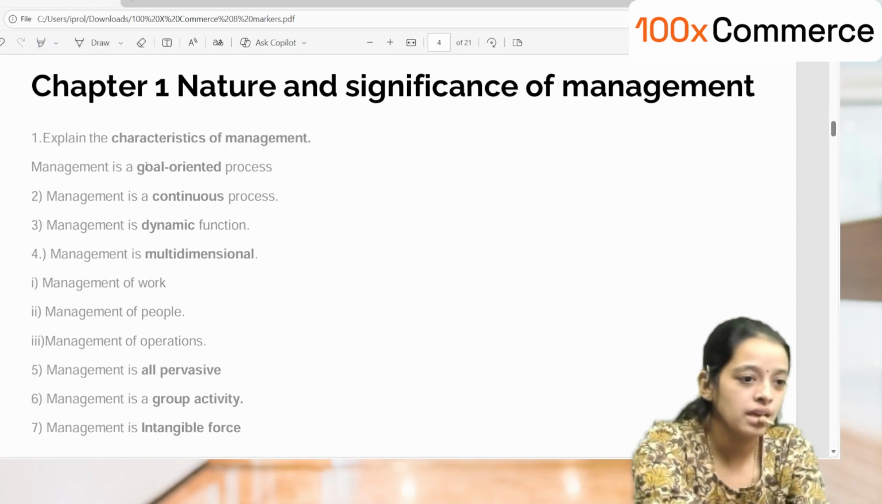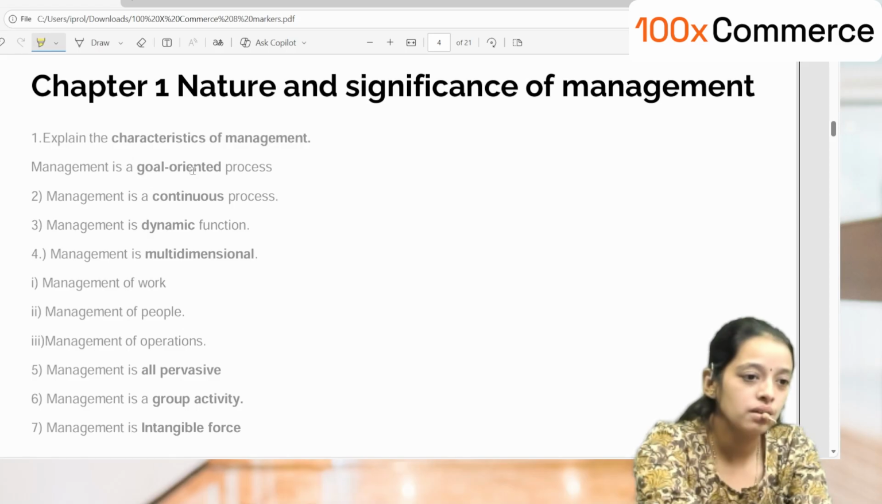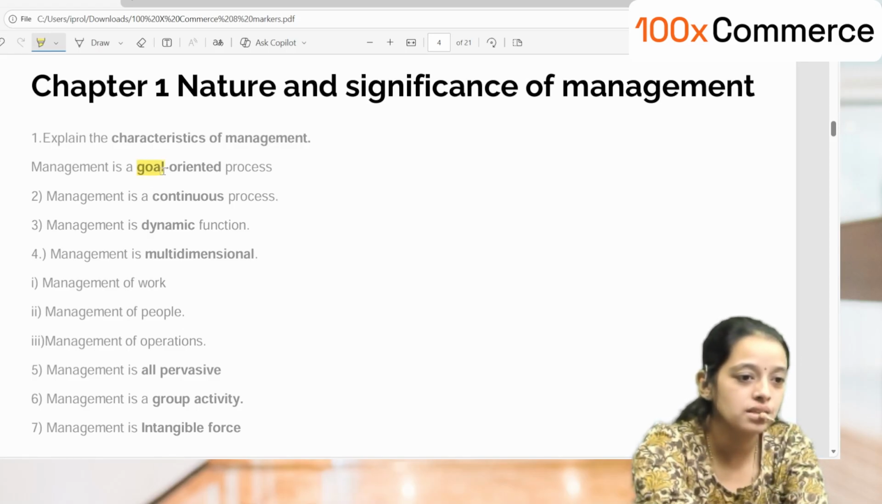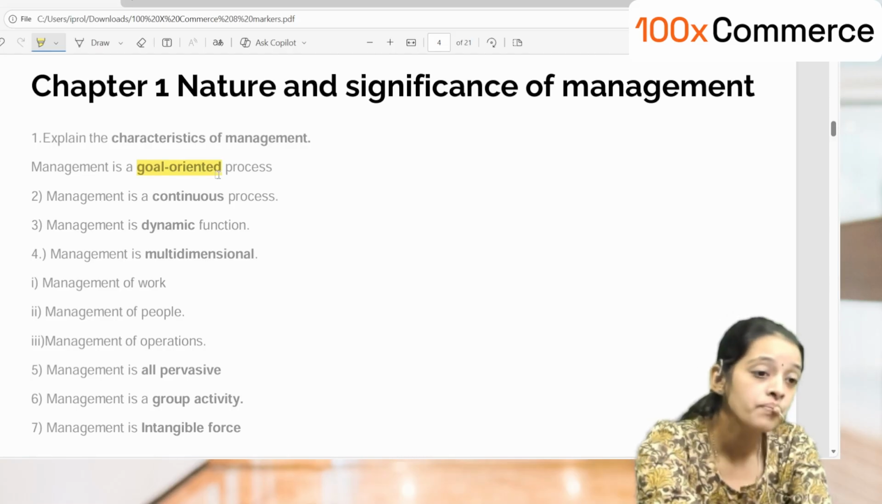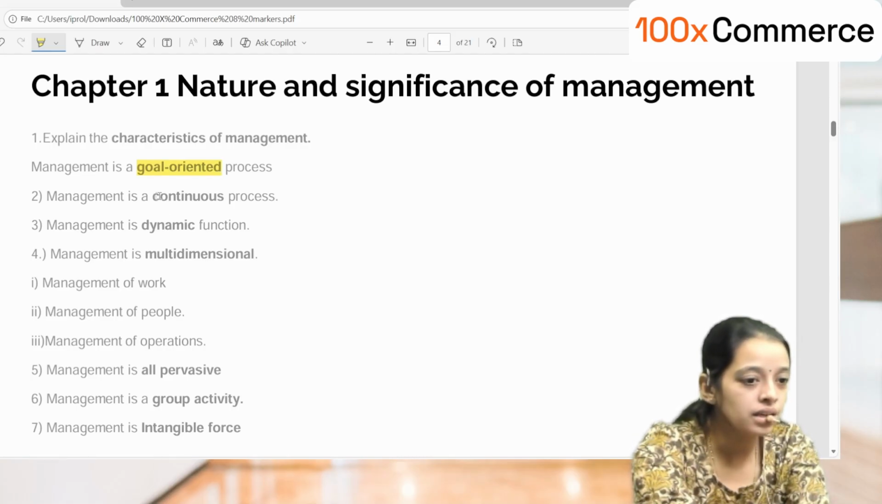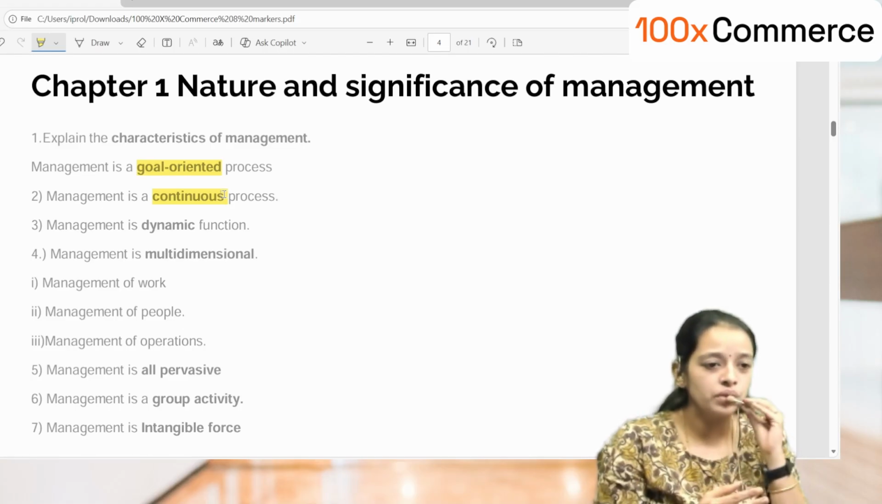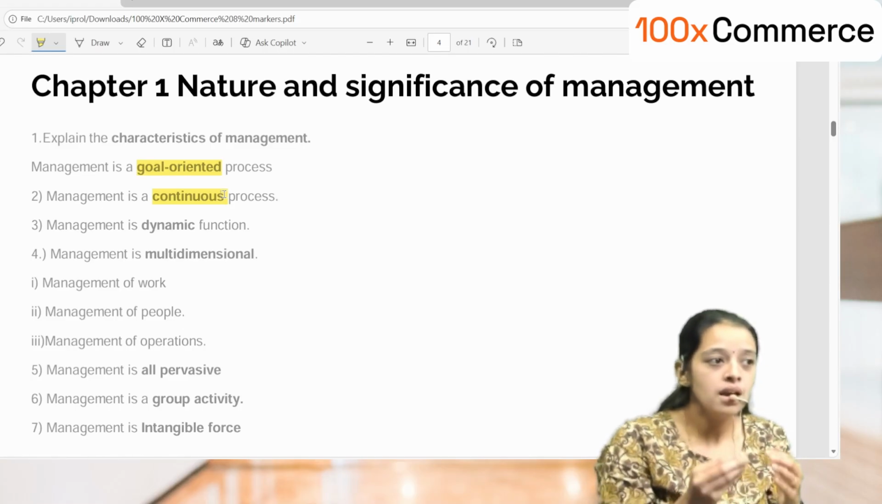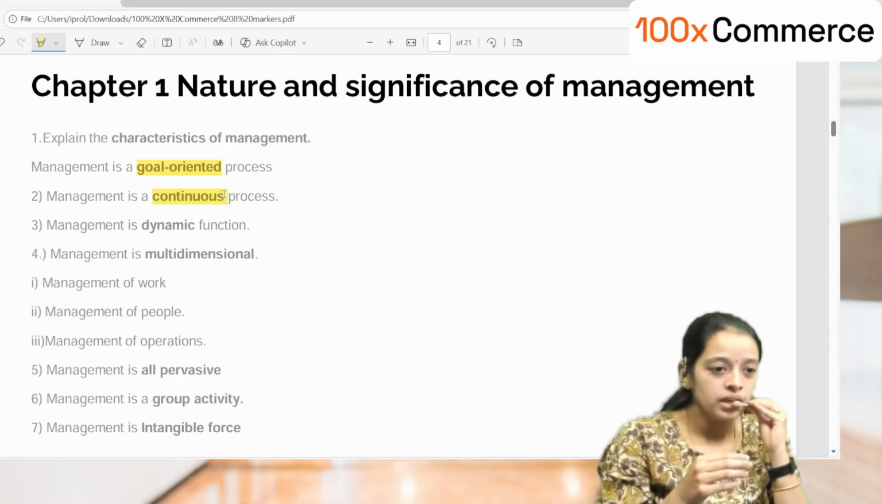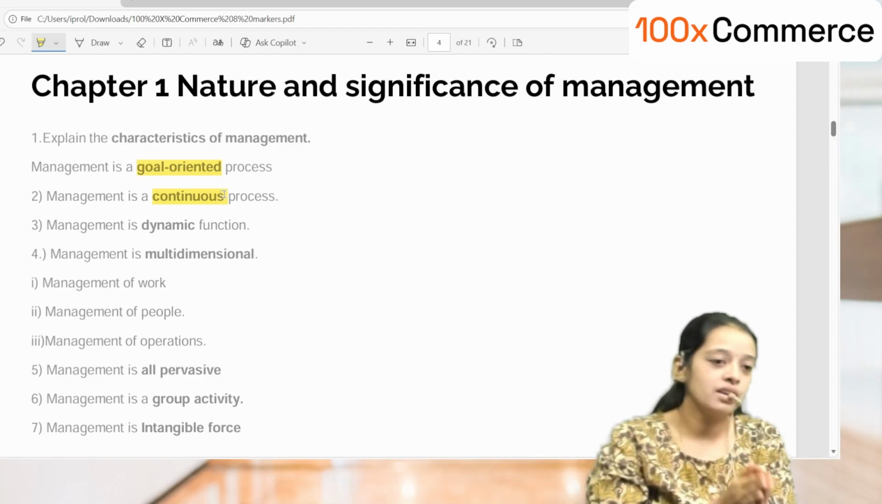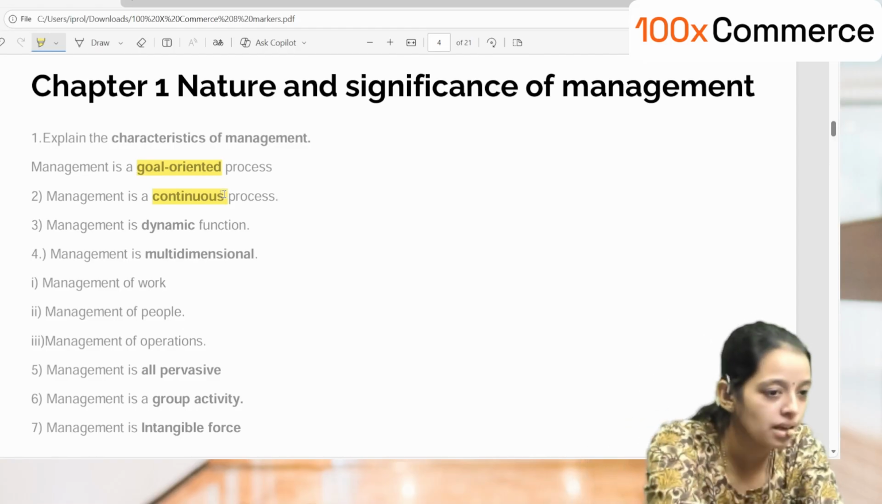Let's see what the characteristics tell us. Basically, management is a goal oriented process. Goal oriented means every business, every management, has a certain objective to achieve. It is a goal oriented process, and it is a continuous process. Management is not something done only once. It is a continuous process. In day-to-day activities also we can see the essence of management everywhere, and the process doesn't stop. It always starts with planning, organizing, staffing, directing and controlling, and again the cycle continues in the same way.